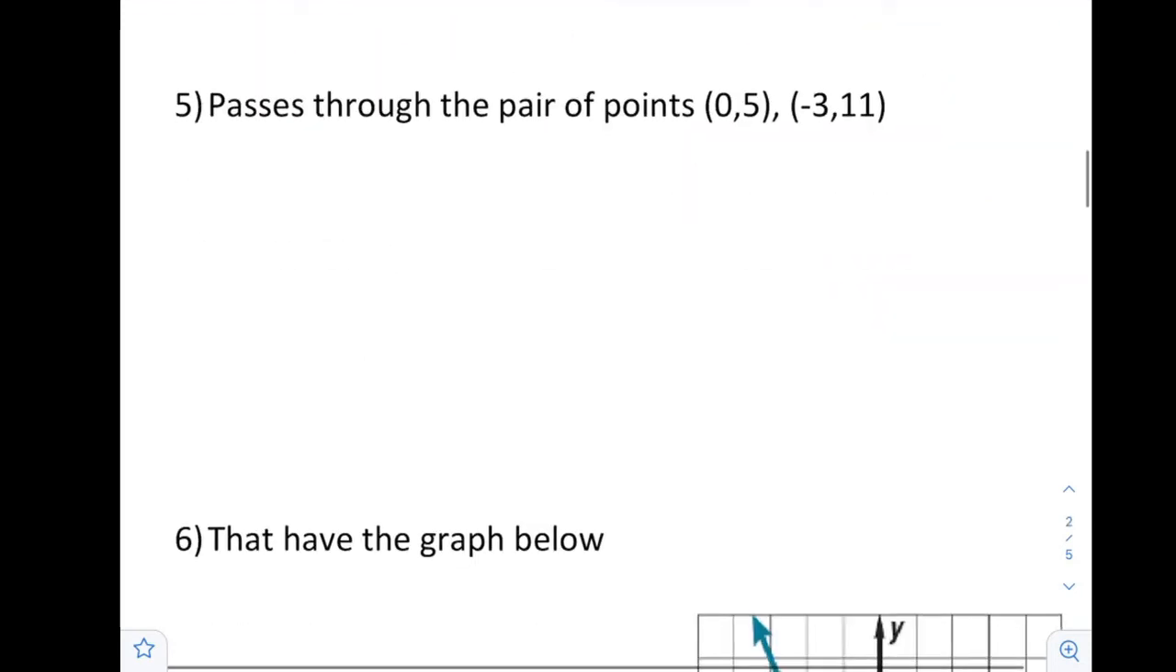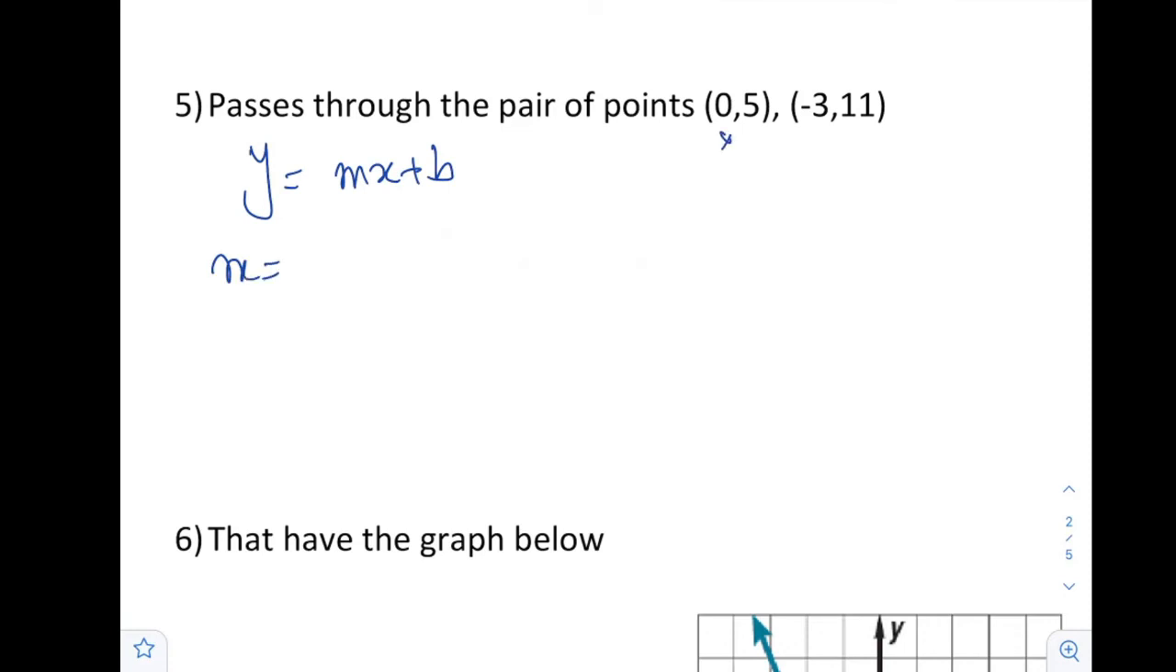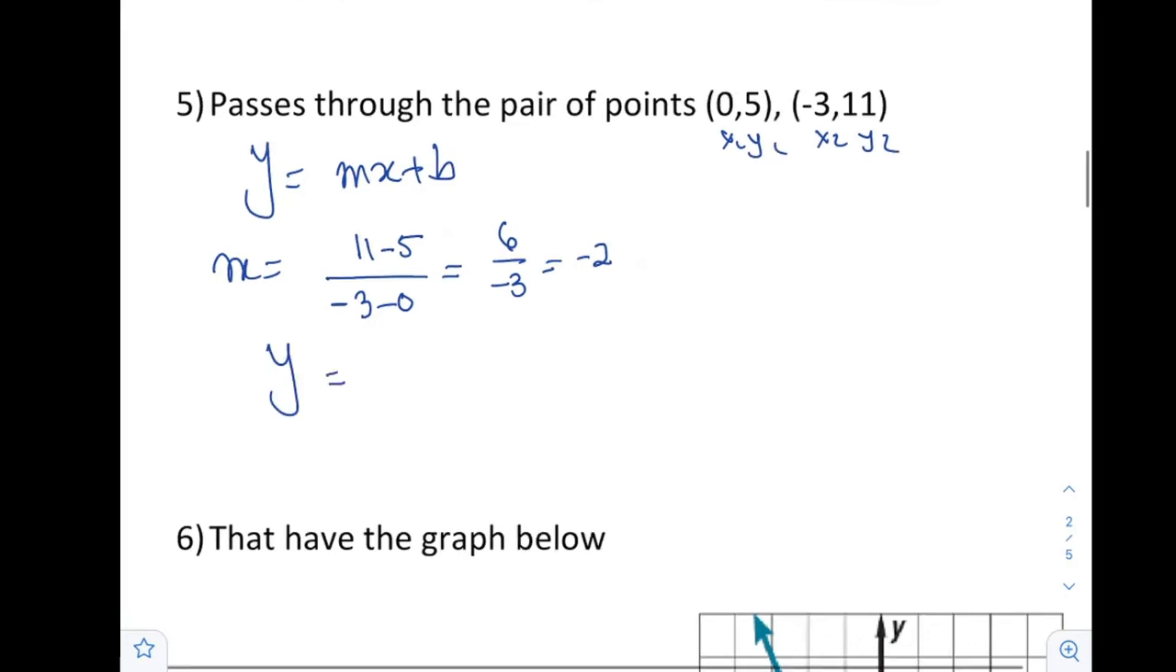Now we have two points. We can apply y equals mx plus b by finding the slope. The slope is y2 minus y1 over x2 minus x1, so minus 5 over minus 3 minus 0. So it is 6 over minus 3, which is minus 2. Now, to solve for y, we will replace with mx. This is negative 2x plus the b.